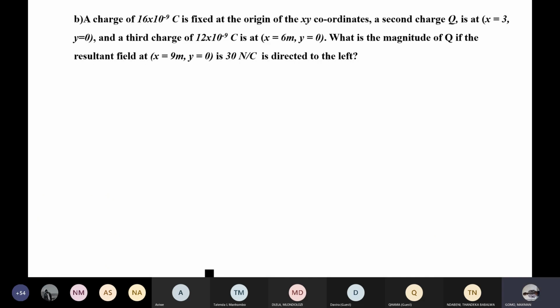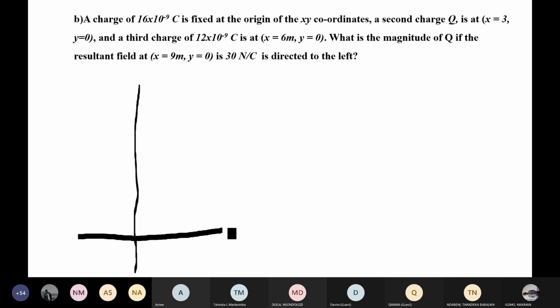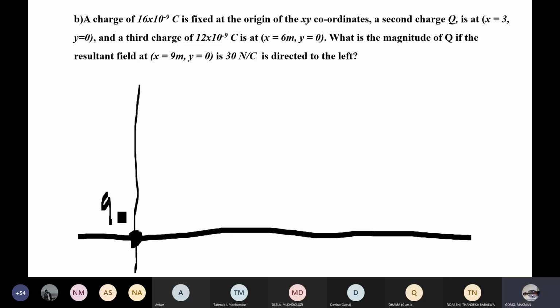Right. We have another question again. The question says a charge that is fixed at the origin. Okay, we also have a Cartesian plane again. So what it means is that it's here. And you can call it Q1 if you want. Is fixed at the XY coordinates. Then a second charge is at X is equal to 3 and Y is equal to 0. So it's somewhere here. You can call it Q2 if you want.